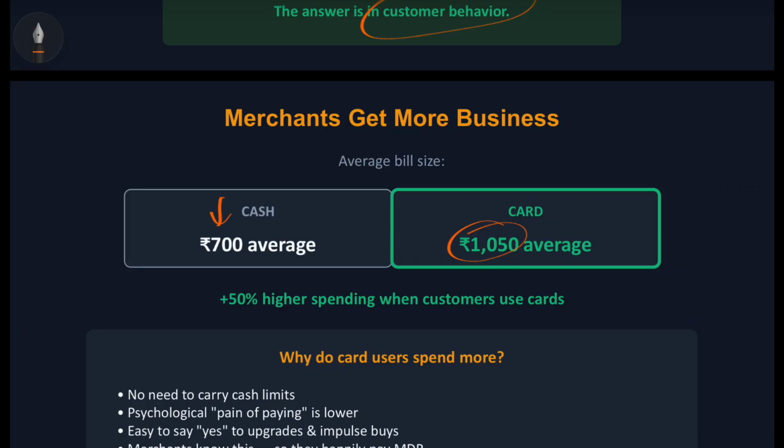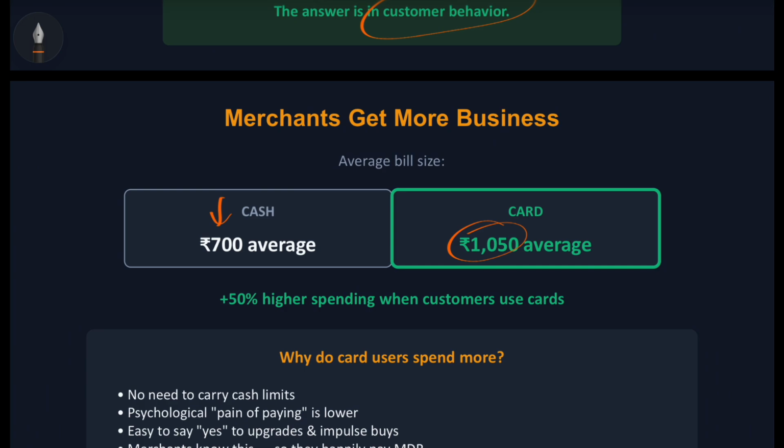You can feel it go away. But putting in a pin or maybe tapping your card is a lot less painful, right? You're not actually touching real money. You're not actually feeling the real money going out of your hands. You're just tapping a card on a machine, and this makes it a lot less painful, right?